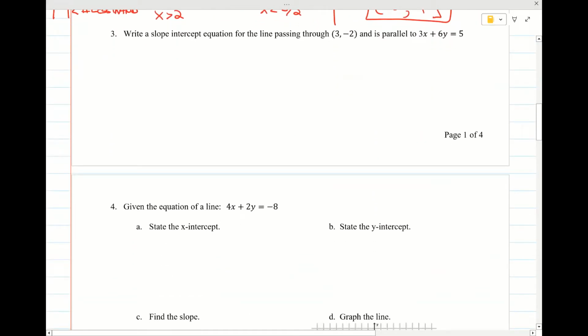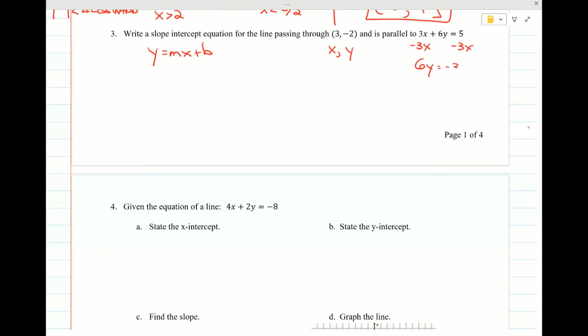For the third problem, write a slope-intercept equation. So that's y equals mx plus b. For the line going through 3, negative 2, and it's parallel to this line. So parallel means we're going to have to use the slope here.